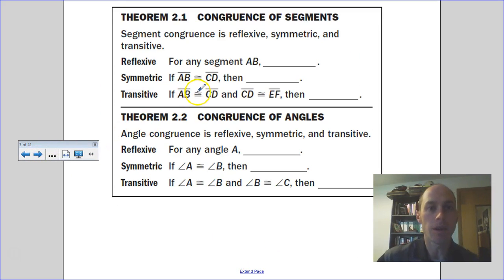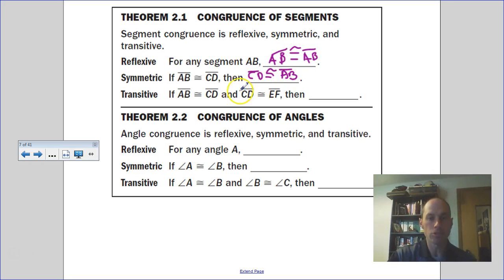Okay, so as we talk about segment congruence, we can use the reflexive, symmetric, and transitive properties. And for any segment AB, well, the reflexive property says that AB is congruent to segment AB. We can state that a segment's congruent to itself. A symmetric property, if AB is congruent to CD, well, I can flip the order if I like and say segment CD is congruent to segment AB. And by way of the transitive property, if AB is congruent to CD and CD is congruent to EF, then, well, I know AB is also congruent to EF.